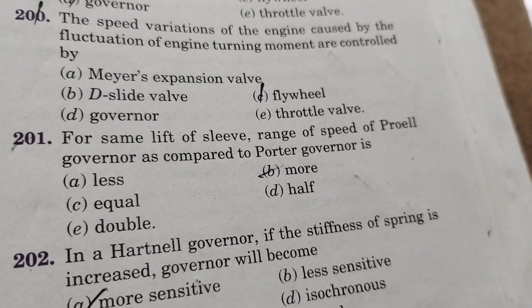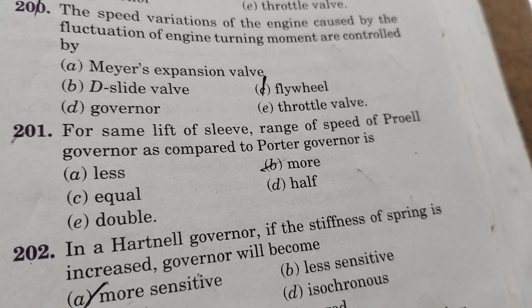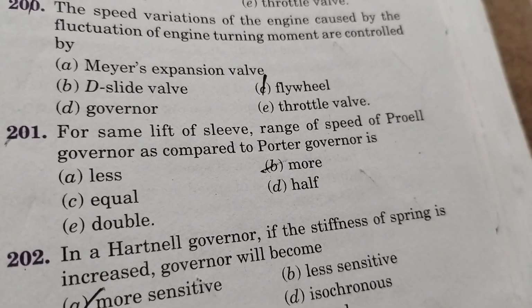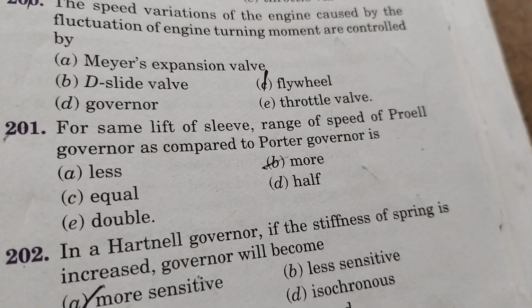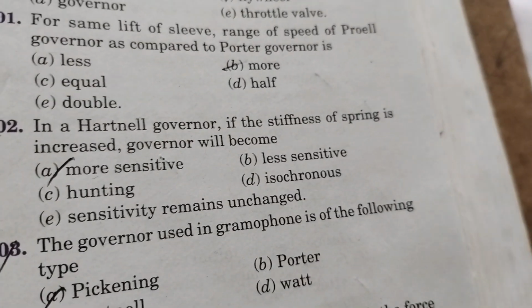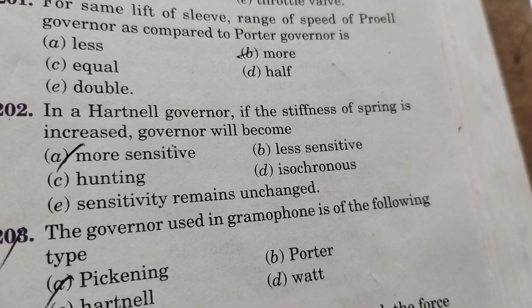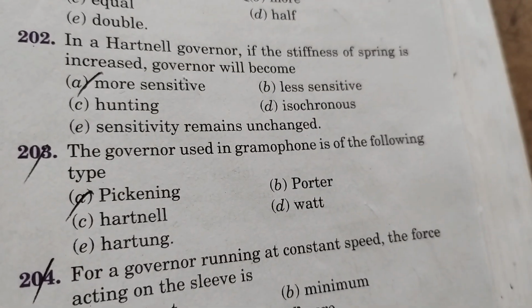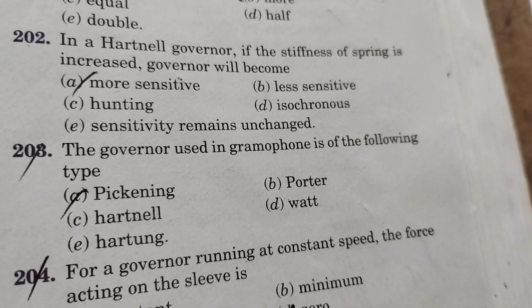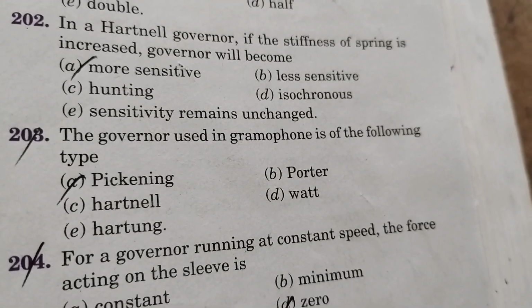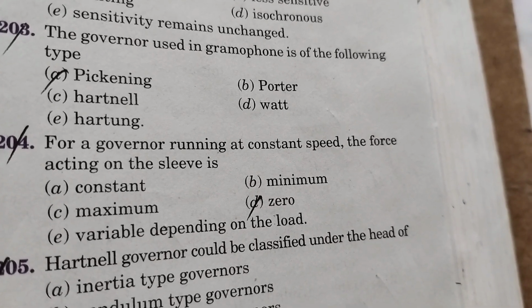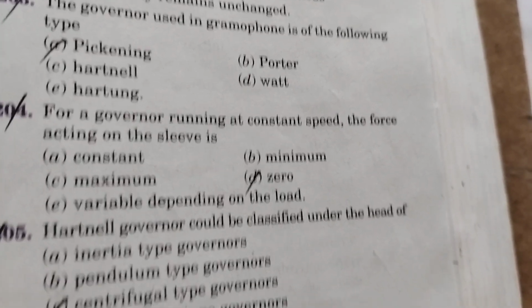For the same lift of sleeve, the range of speed of a Proell governor as compared to a Porter governor is more. In a Hartnell governor, if the stiffness of the spring is increased, the governor will be more sensitive. The governor used in a gramophone is of the Pickering type. For a governor running at a constant speed, the force acting on the sleeve is zero.